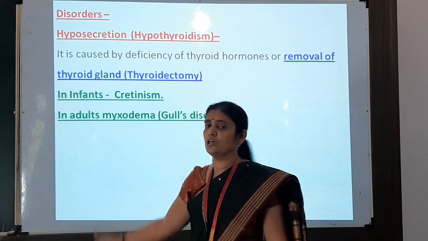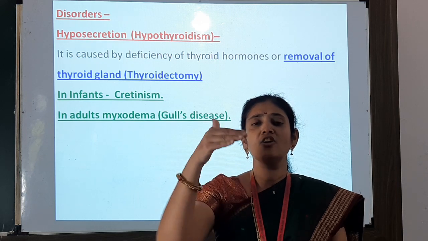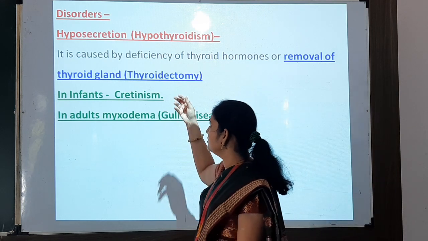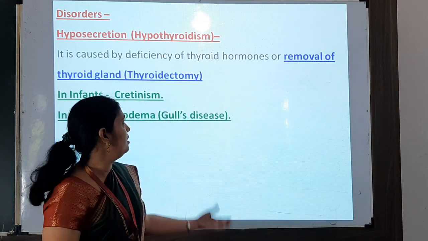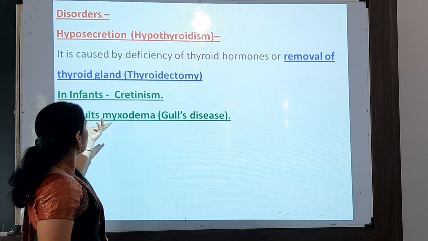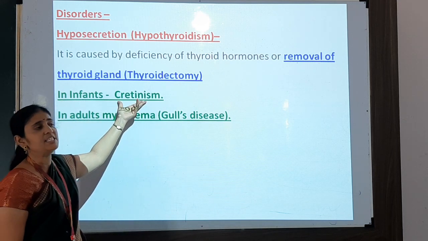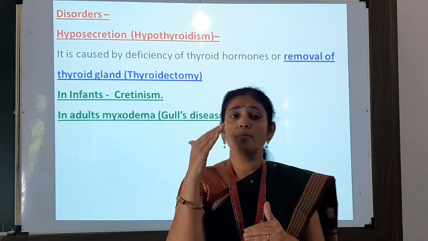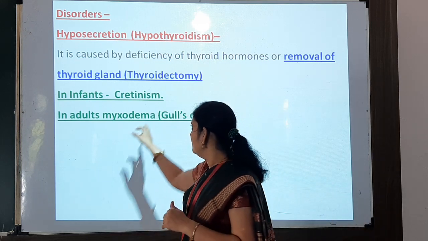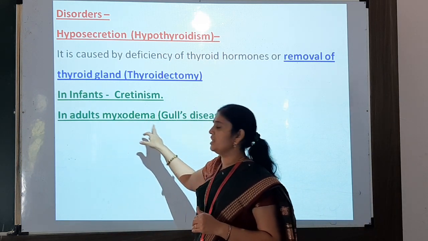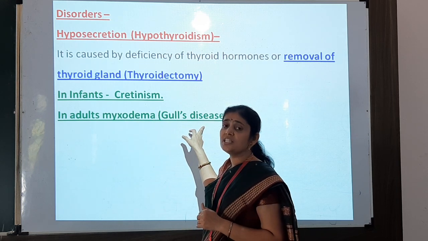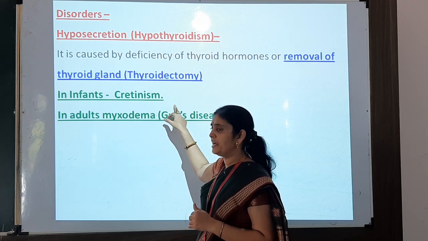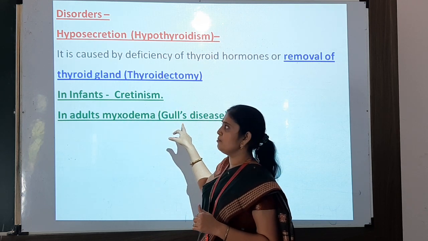Now, if suppose the thyroxine is secreted below the normal level, hyposecreted, what will happen? It shows, we can call it a deficiency of this hormone. In infant, it is called cretinism. In infants, that is in a newborn baby, if thyroxine is secreted in less quantity, what will happen? Cretinism. And in adults we can call it myxedema or Gull's disease. So these are the two different conditions. In infant it is called cretinism. In adults it is called myxedema or Gull's disease.